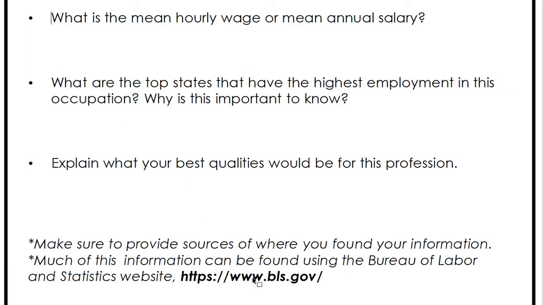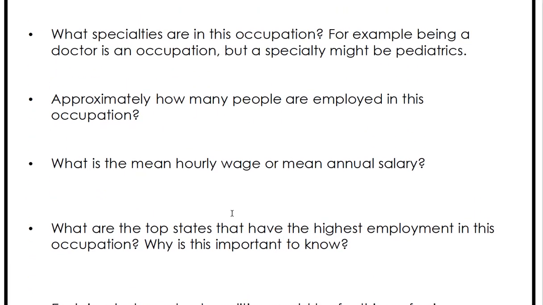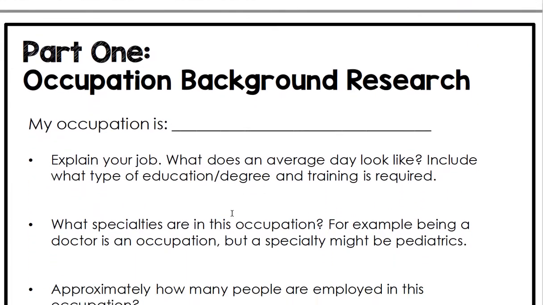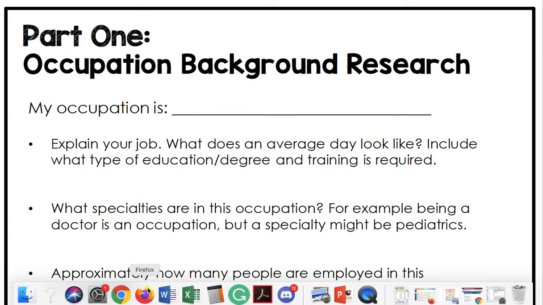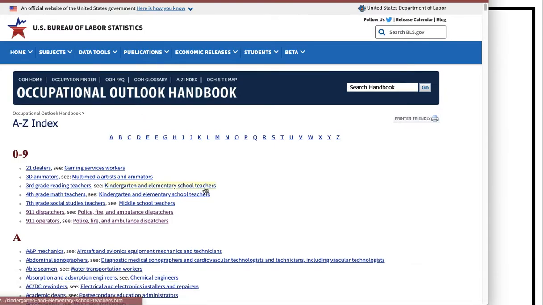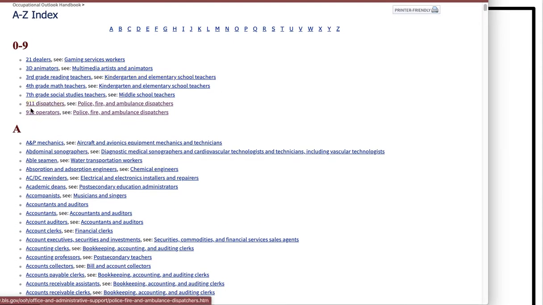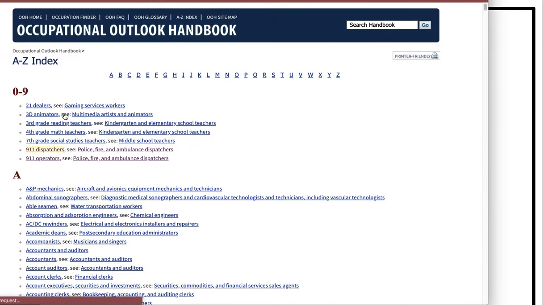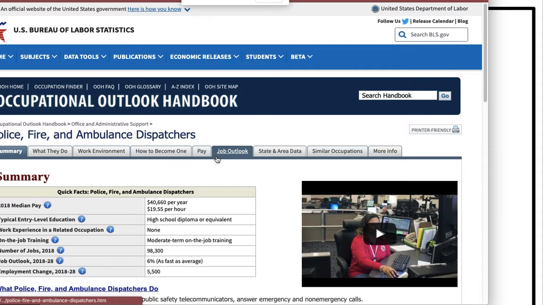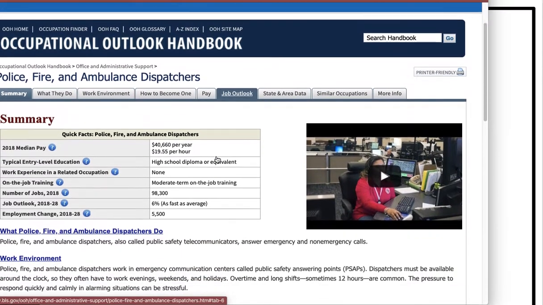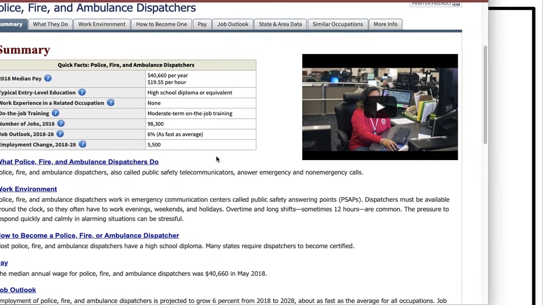Okay, and you can see that this is showing you where you can find the information. But let's just take a look here, for those of you who might be confused about what you would do. If you have your occupation, this is the website I recommended. Let's say that you just picked 911 dispatcher, and this is on the BLS.gov, which is the Bureau of Labor Statistics. So this is where all the information comes from for the US. They keep track of how much money people make.